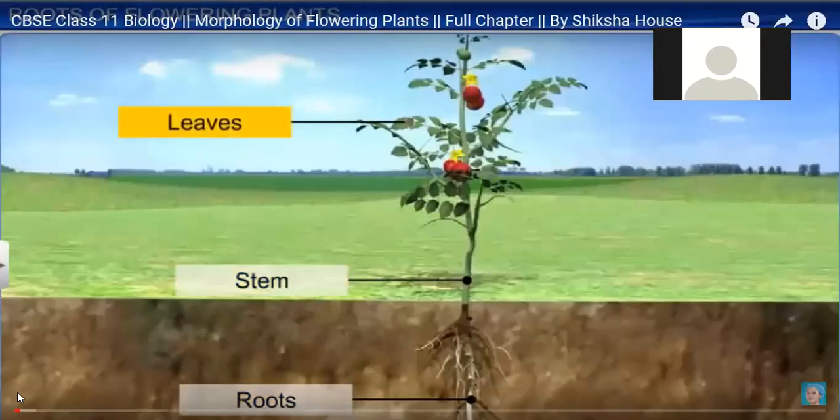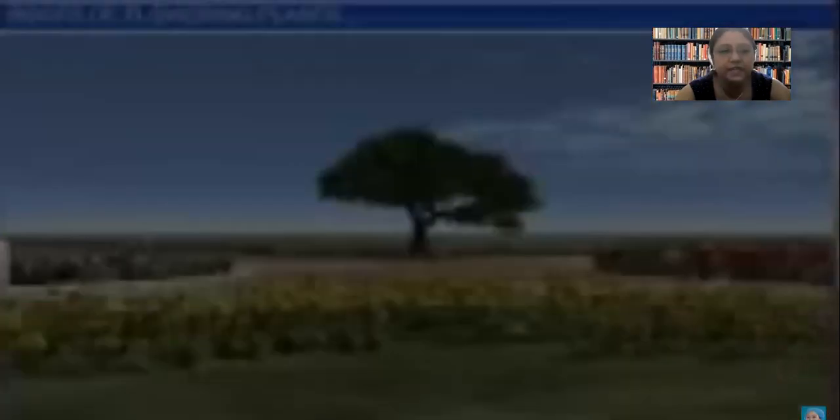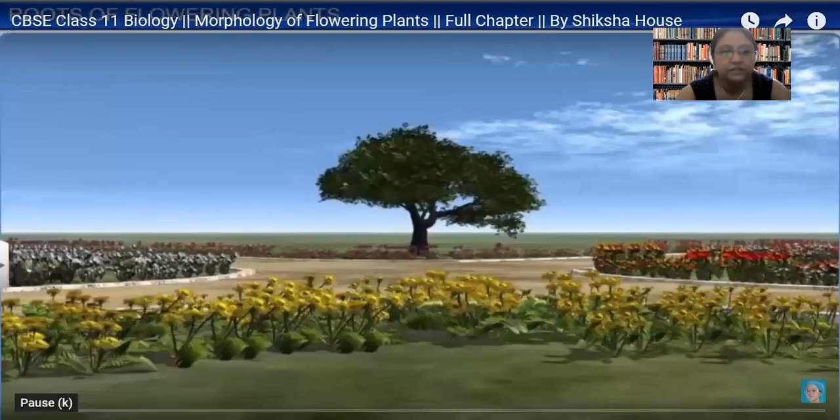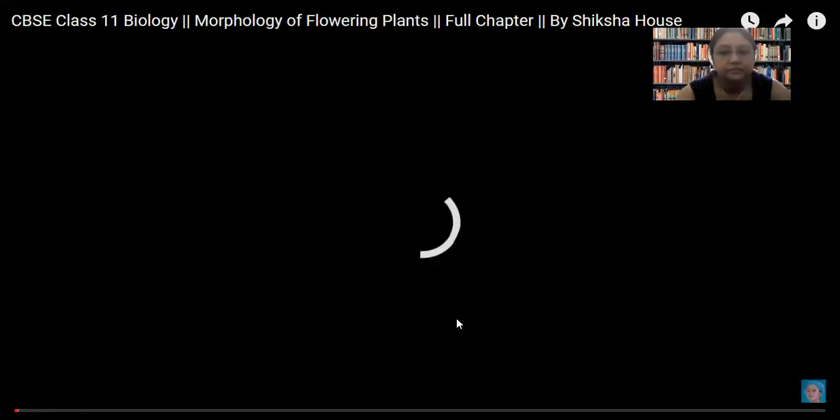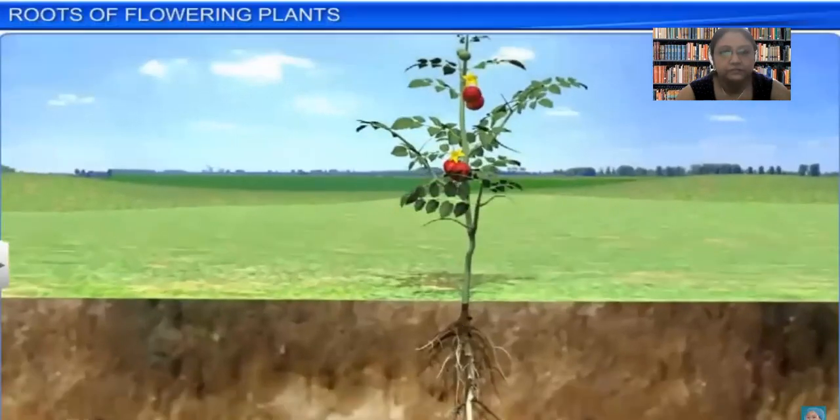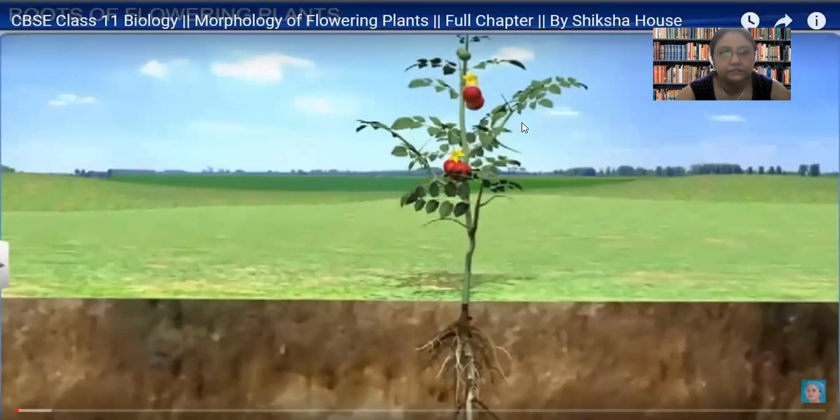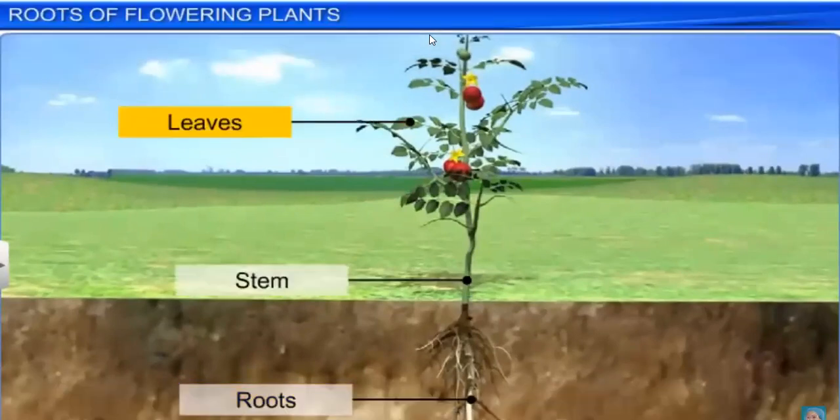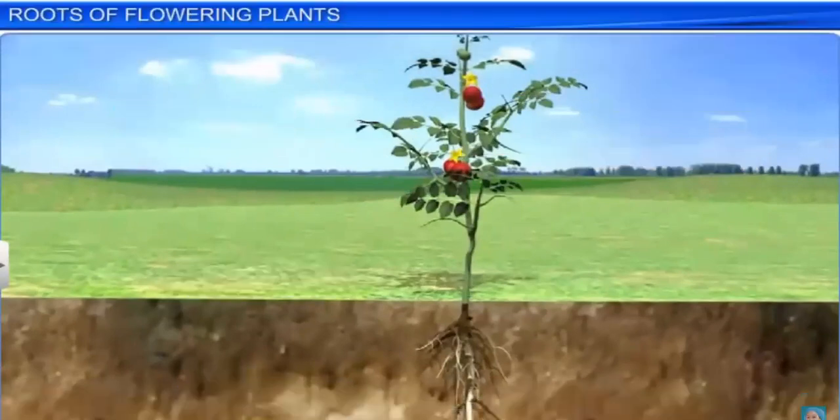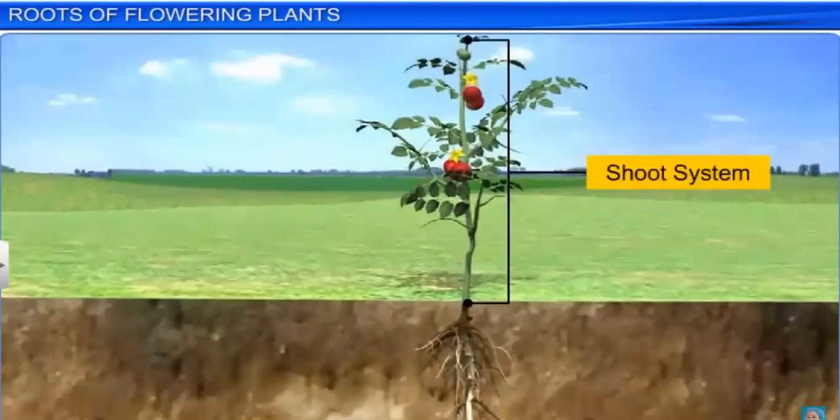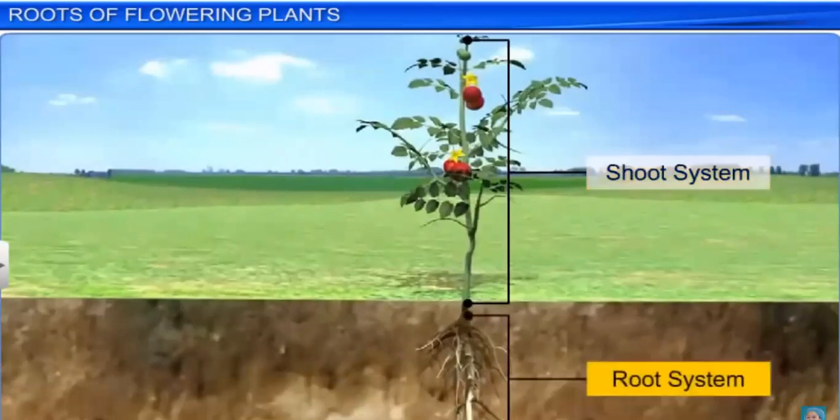Yes, ma'am. Yes, ma'am. So I guess the screen is visible and I'm starting it. Flowering plants or angiosperms are one of the most diverse groups of plants found on our planet. Although there are variations in their external structure or morphology, all of them are characterized by the presence of roots, stem, leaves, flowers, and fruits. The portion of a flowering plant above the ground is termed as the shoot system, while the portion below the ground is termed as the root system.